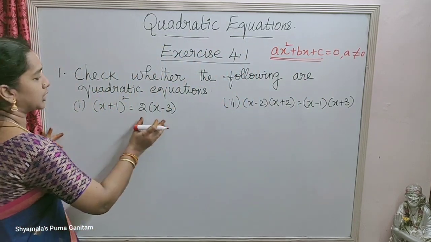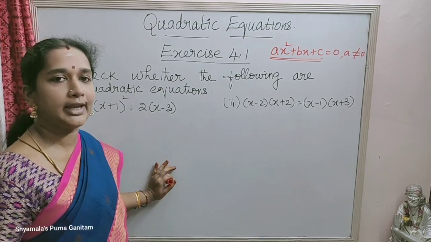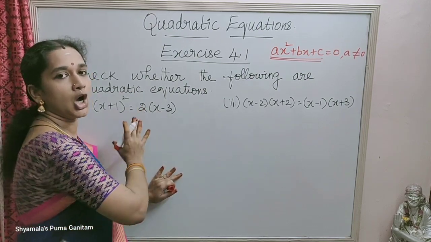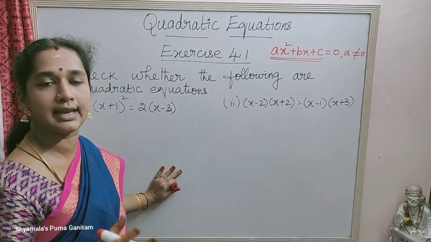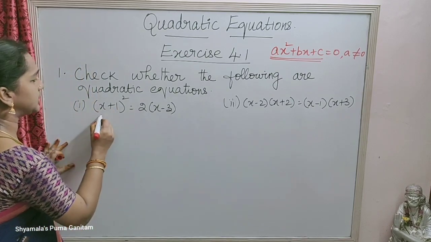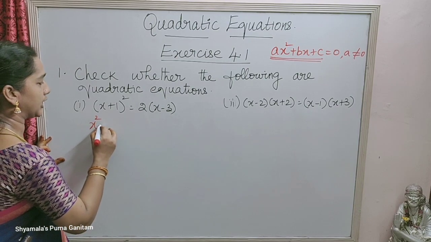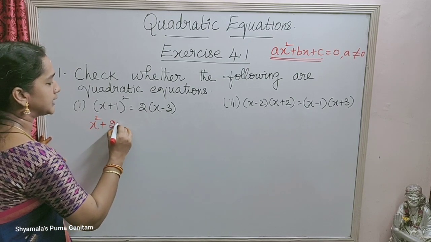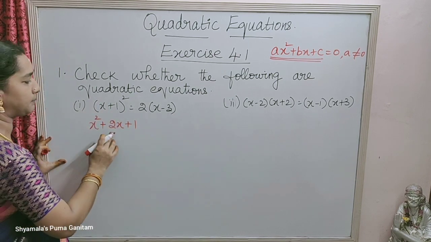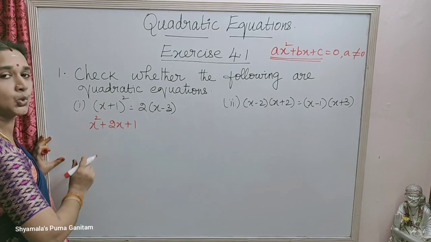The question given is (x plus 1) the whole squared is equal to 2 into (x minus 3). Seven to eight sums are there in this subdivision, all of the same model. I will show you how to do two sums as an example, and the remaining sums you do by yourself. So we will expand the left side using the (a plus b) the whole square formula: a squared plus 2ab plus b squared. So this is x squared plus 2x plus 1.